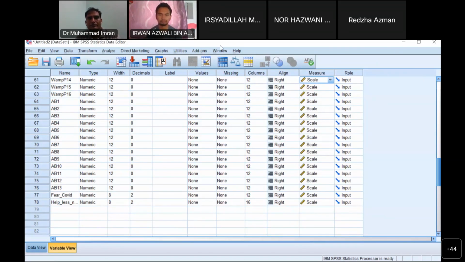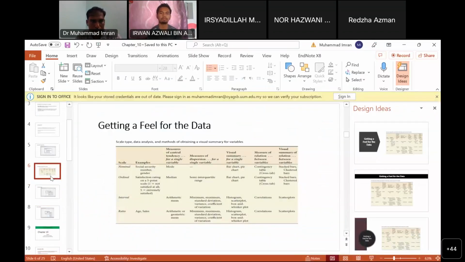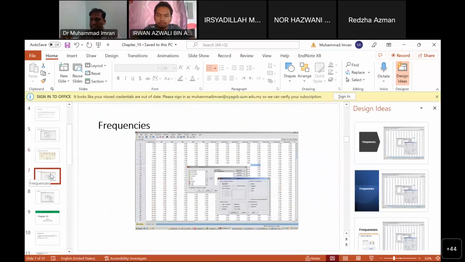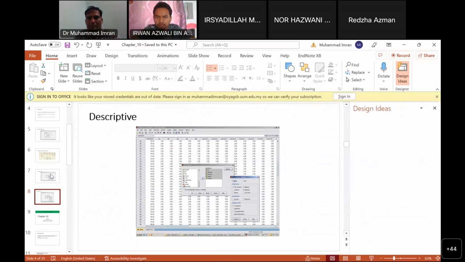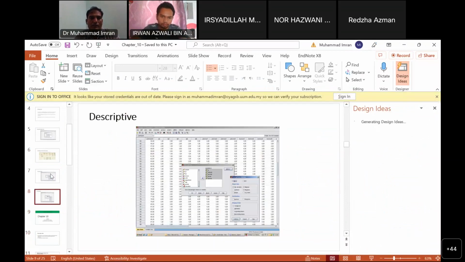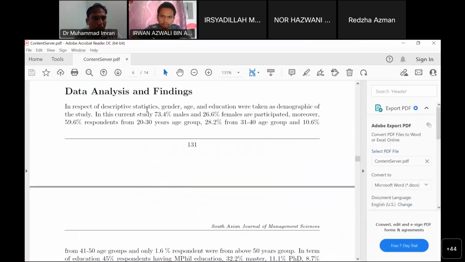Can you hear me? Now we are going to see the frequencies. Descriptive stats. In descriptive stats, we will see the normality of data, one by one. Where should we go? Frequencies. See here, in my paper, with respect to descriptive statistics, gender, age, and education were taken as demographics in the study. In the current study, 74% males and 26% females participated. Moreover, 59% responded from the urban area.